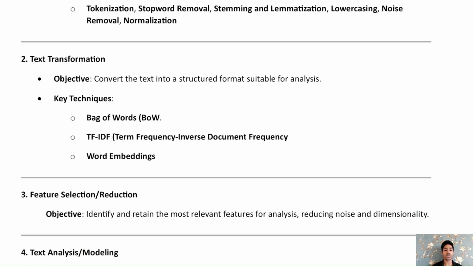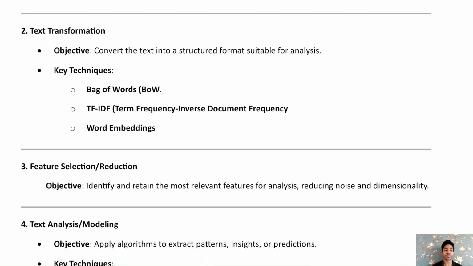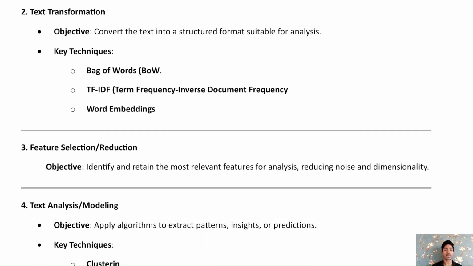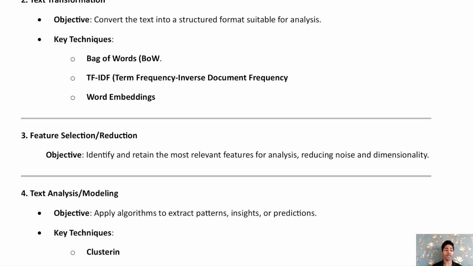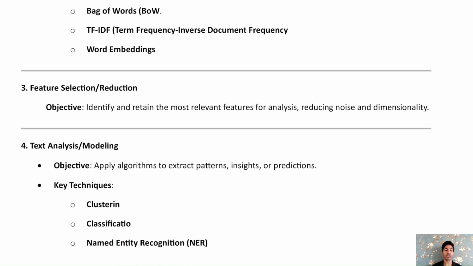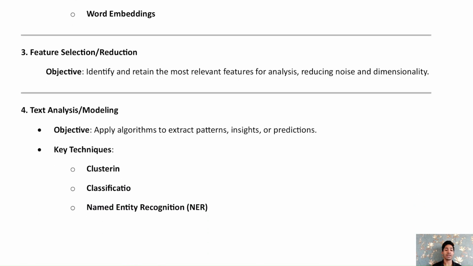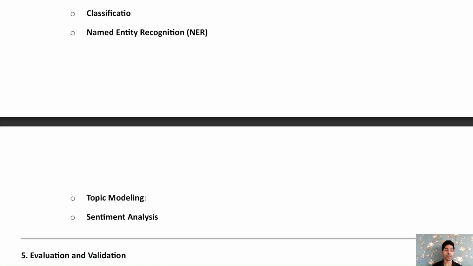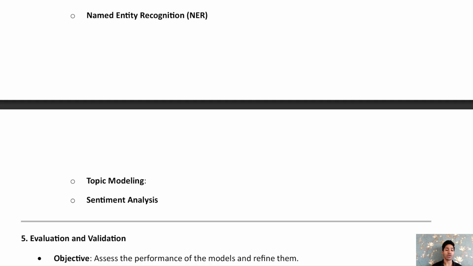Our objective for feature selection and reduction is to identify and retain the most relevant information for analysis, reducing noise and dimensionality. Then the fourth step is text analysis or modeling. In this, our objective is to apply an algorithm to extract patterns, insights, or predictions. It involves key techniques such as clustering, classification, named entity recognition, and it also involves topic modeling and sentiment analysis.